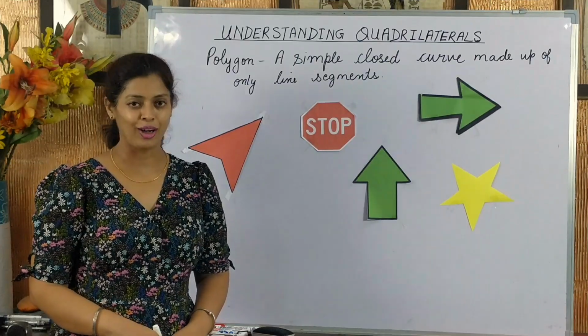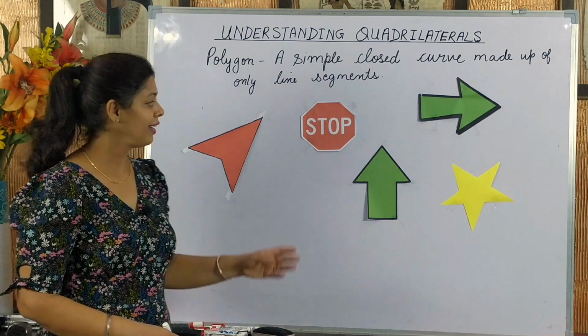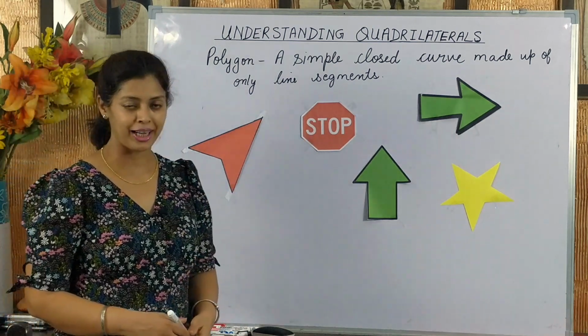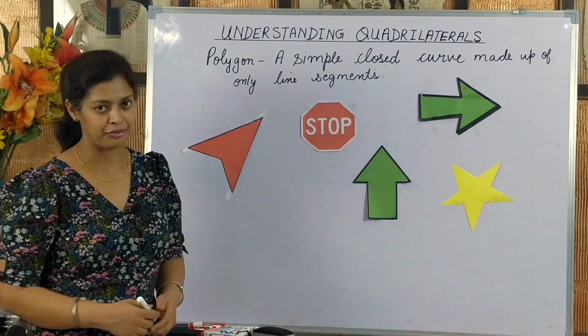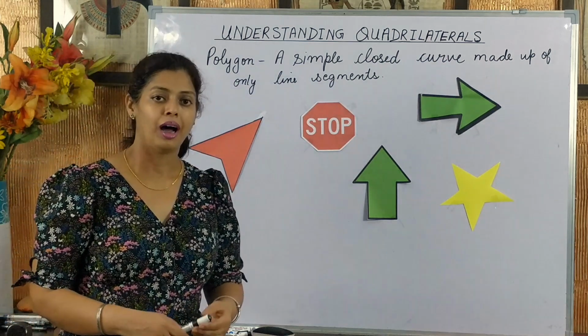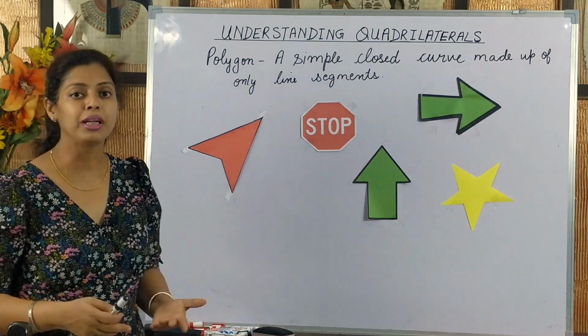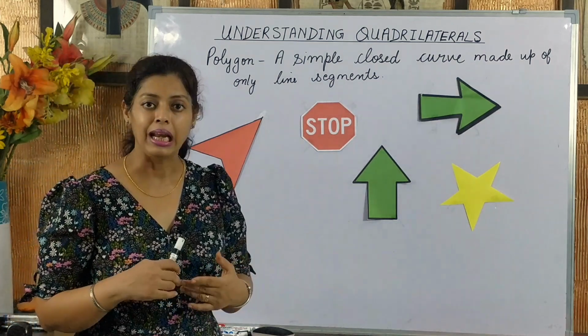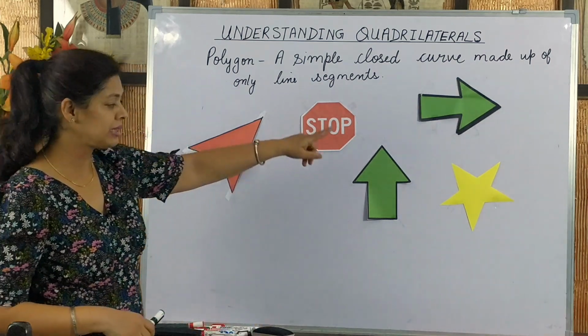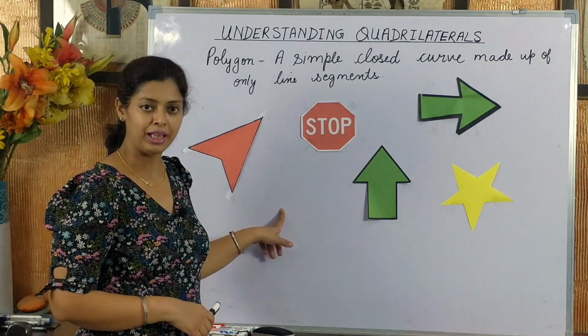Now you probably already know what polygons are. Here are some common examples which you might recognize from everyday life, because a polygon is a multi-sided shape, and the definition of a polygon is, it is a simple closed curve made up of only line segments, and all these satisfy the condition of being a polygon.